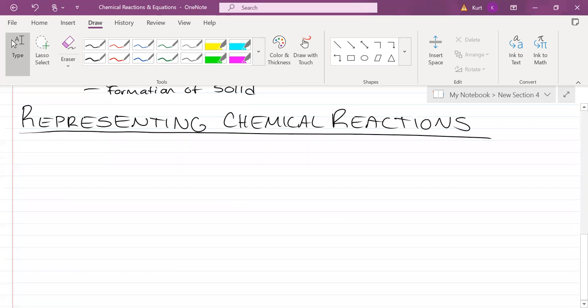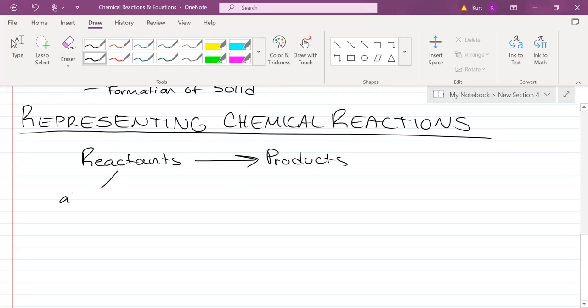All right. So here's some things you guys need to know. When you have a chemical reaction, reactants yield products. Reactants are always on the left. There is no exception to this rule. We call the left side of a chemical reaction the reactant side. The right side is the product side. This is always on the right. No exceptions.